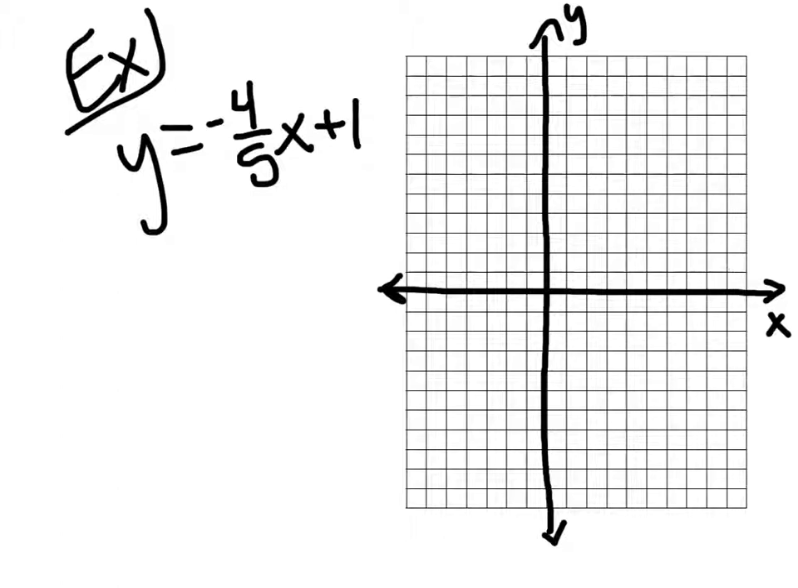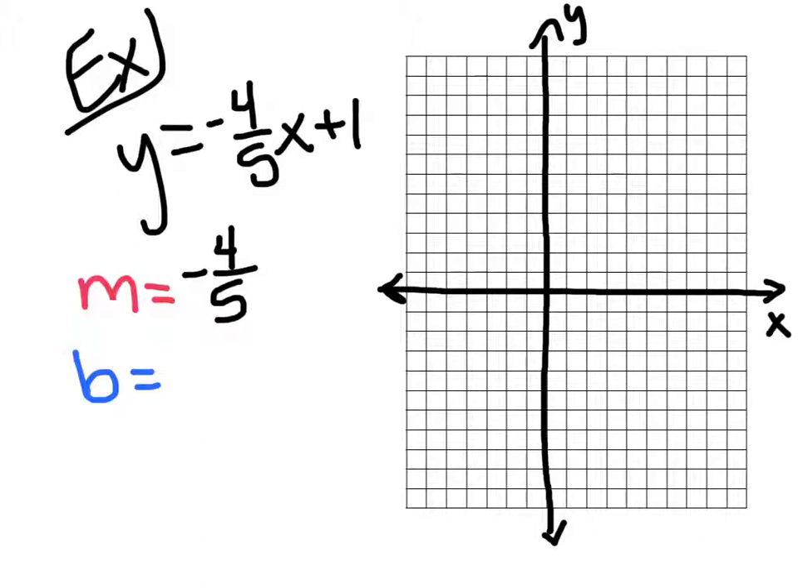So here, this one has a negative slope. So a negative slope means that instead of the x values getting bigger as we go to the right, the x values are going to get smaller. So I need to find my m value, and I need to find my b value, and then I'm going to graph it. So here, m is negative 4 fifths, so that tells me my rise is negative 4. So I go down 4, and my run is 5, so I go to the right 5.